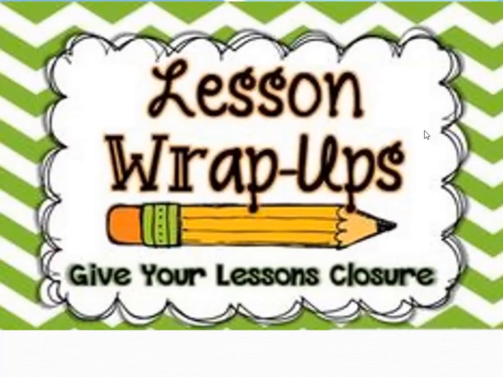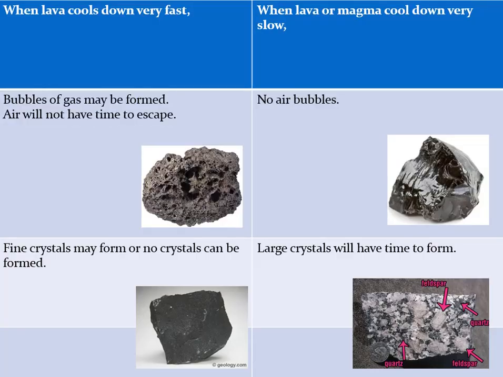So now let's wrap up our lesson quickly. Today we studied what happens when the lava cools down very fast and what happens when lava or magma cools down very slowly. When the lava cools down very fast, bubbles of gas may be formed or trapped inside the hard rocks. The air will not have time to escape, so it will be formed in this way. And when they cool down slowly, no air bubbles will be formed because the air will have time to escape out of the rock.